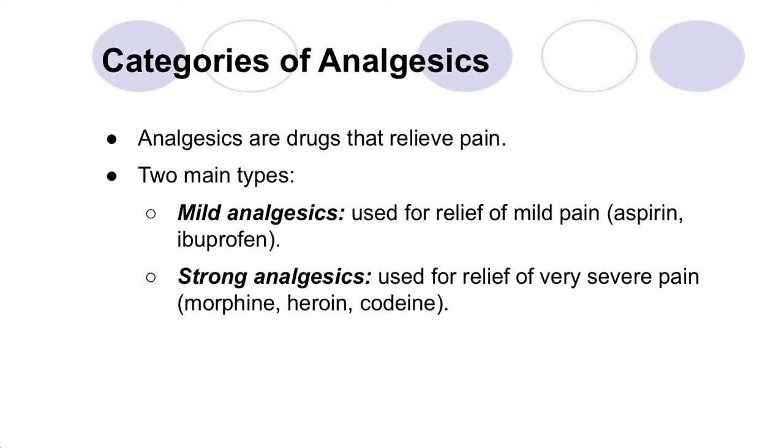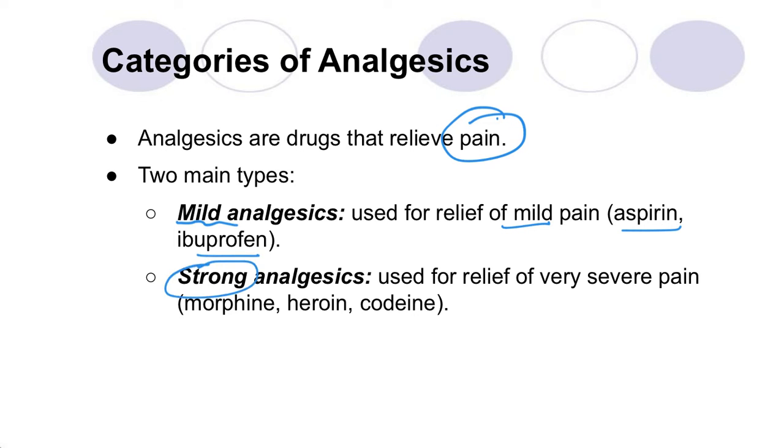In this video, we're going to take a look at some analgesics, specifically mild analgesics such as aspirin. To get started, we first need to talk about what analgesics are. Basically, they're drugs that are used to relieve pain, and there are two main types. Mild ones, which are used for the relief of mild pain, so things like aspirin or ibuprofen are good examples of mild analgesics.